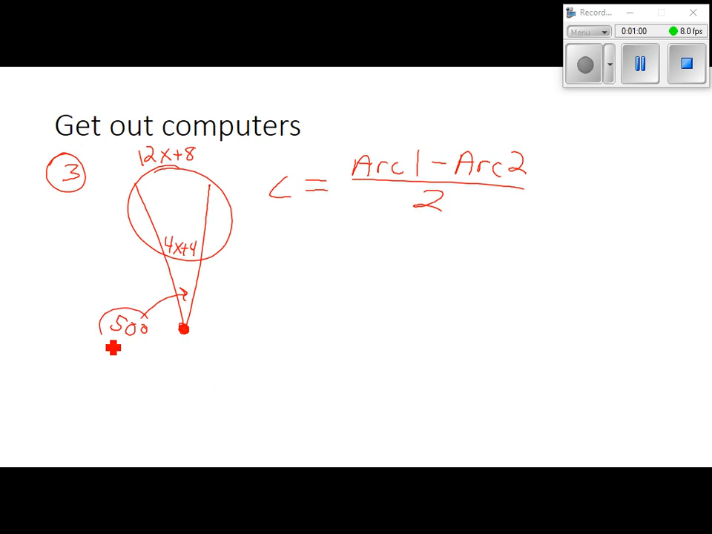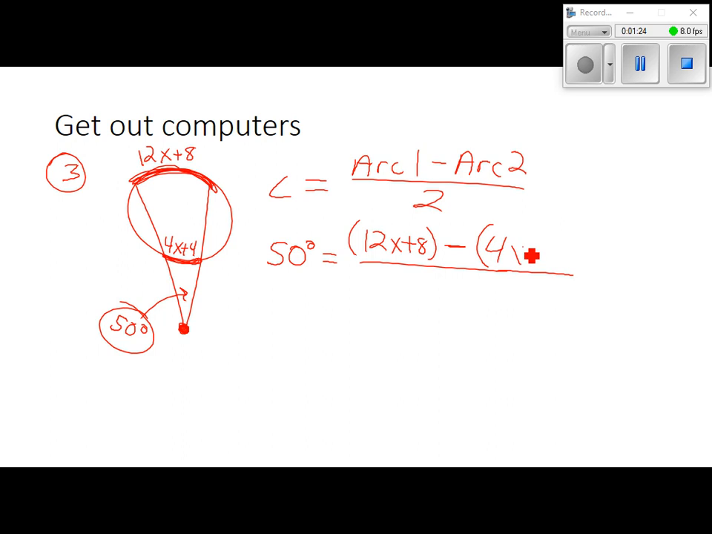So the angle this time is 50 degrees. Arc 1 always has to be the bigger arc, so it has to be this arc out here. So it's 12x plus 8 minus arc 2, which is this arc, 4x plus 4, divided by 2. Notice I put both those in parentheses because when you're subtracting here, you got to distribute out that subtraction to both of them.